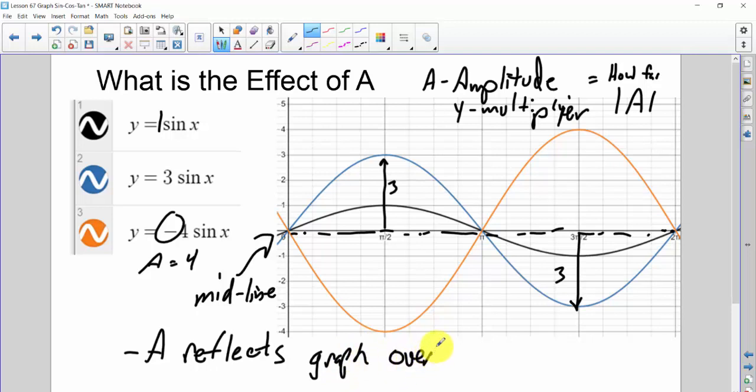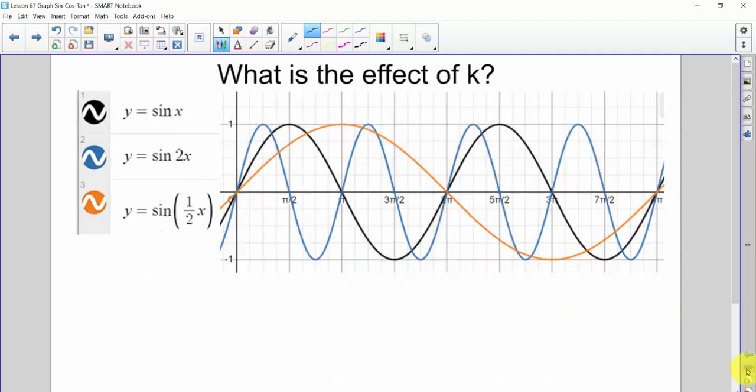And that's over the x-axis. So next we'll see what the k does, and remember our k is a number that's a multiplier in front of an inner term. And we notice here the black again is sine of x. Notice I've represented 2 periods because here's 2 pi, here's 4 pi, so you'll see the black graph happens twice.